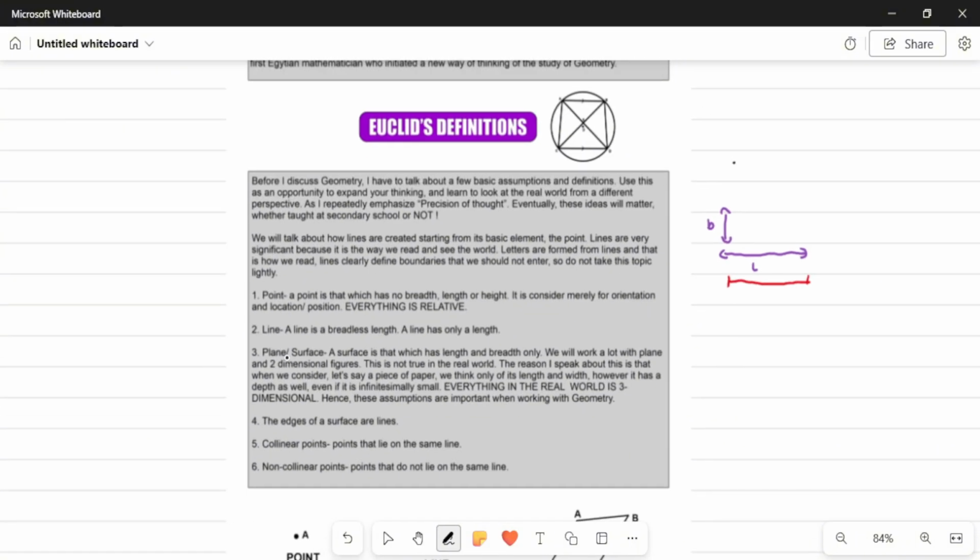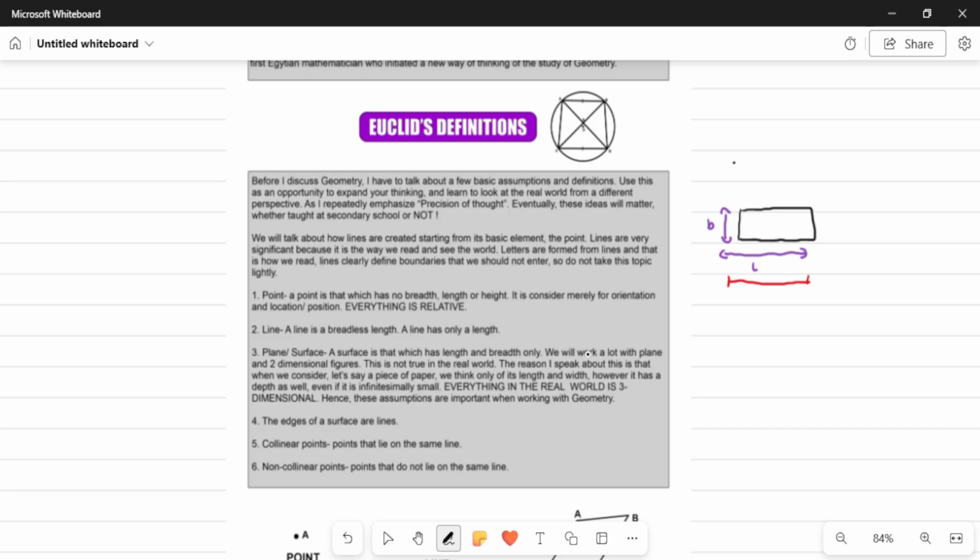Okay, plane or surface. A surface is that which has a length and breadth only. So there's a length, there's a breadth. So if you look at a surface, which will be something like this, or a plane, it has only a length and breadth. We will work a lot with plane and two-dimensional figures. Now, if I have to put this from a realistic standpoint, you know that this is not true in the real world.